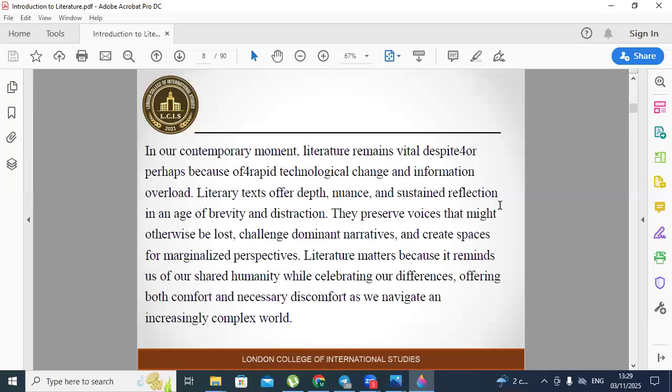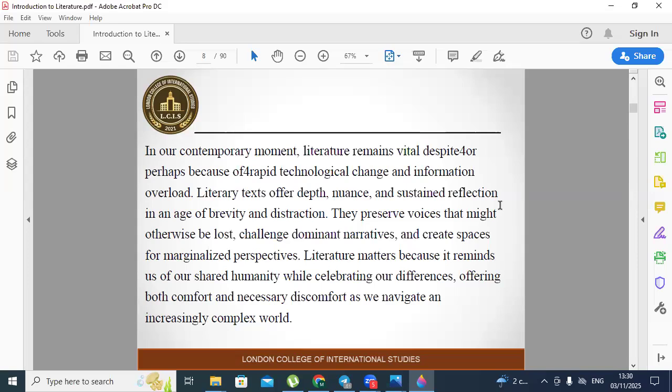Literature and contemporary relevance. In our contemporary moment, literature remains vital despite, or perhaps because of, rapid technological change and information overload. We live in an age of tweets, I mean X now, text messages, quick social media posts. We live in an age of distraction with constant notifications demanding our attention. Against this backdrop, literature offers something increasingly rare and valuable.